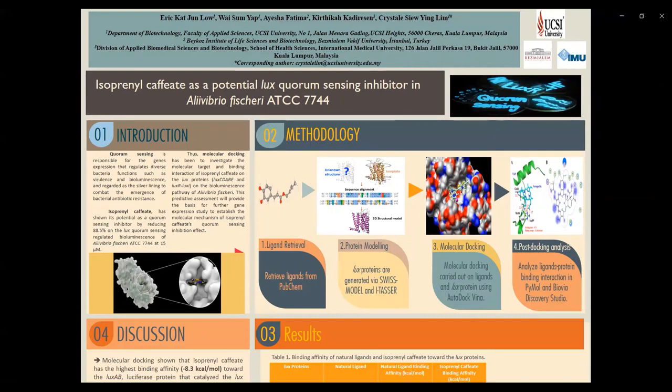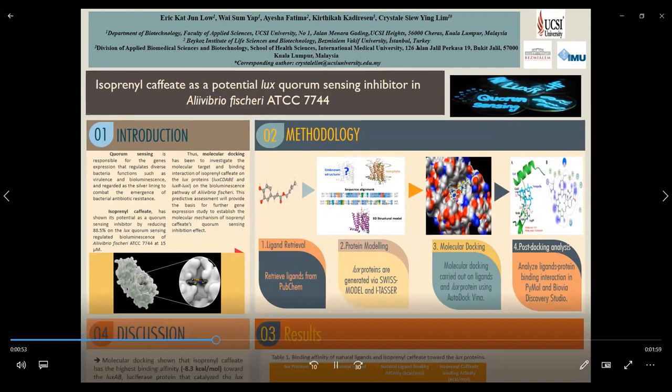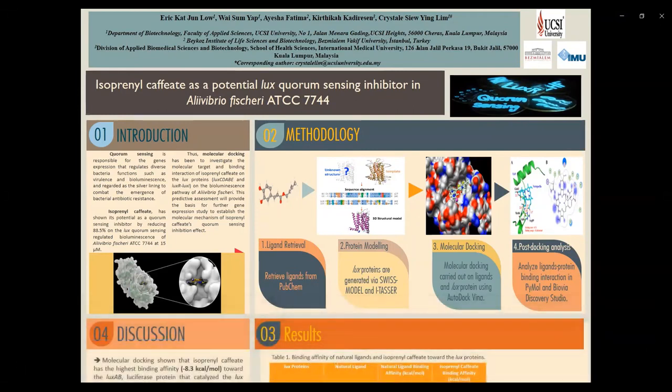Isoprenucleopate is a potential Lux chromosome sensing inhibitor because it was able to reduce the bioluminescence of erythropoietic fishery that is controlled by the Lux chromosome sensing mechanism by 88.5% at a minimum concentration of 15 micromolar. However, the molecular target of isoprenucleopate is still unknown, so we are going to use molecular docking as an early predictive assessment to investigate the molecular target and also the binding interaction of isoprenucleopate on the Lux protein, which regulates the bioluminescent pathway of erythropoietic fishery.